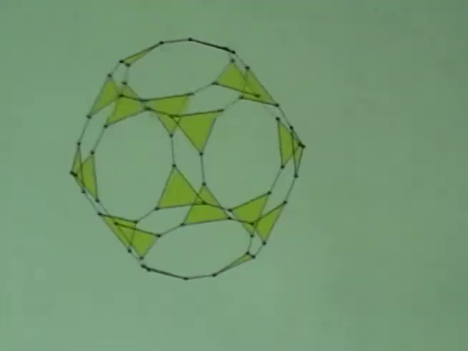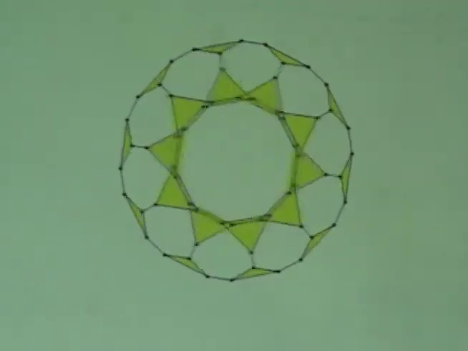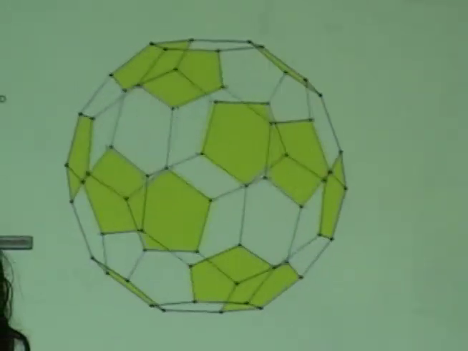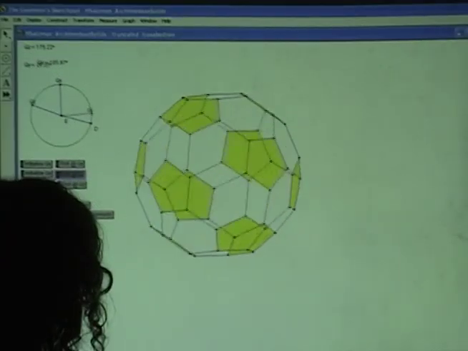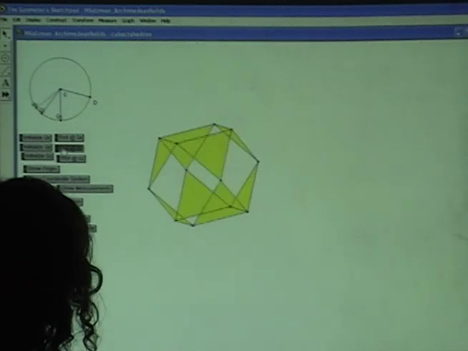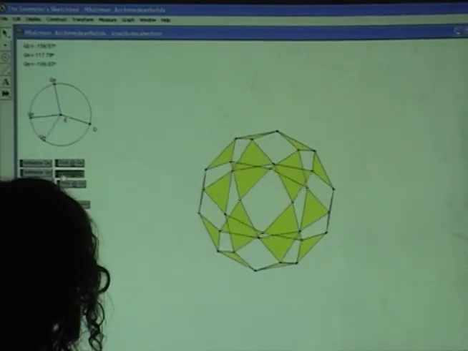Where did you find the coordinates of the Archimedean solids? I found them on the internet, and one of the great resources was Wikipedia, and that had everything. Sometimes it was really confusing, actually, the terminology they used, but for the most part I was able to figure it out.